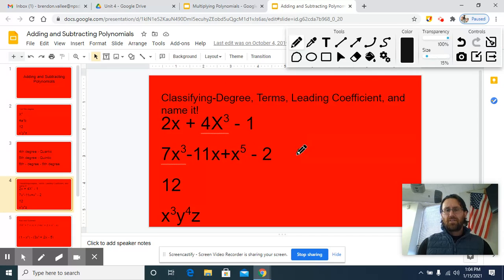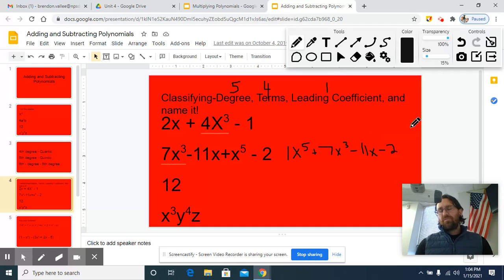This one right here, again, you got to put it in order from greatest to least. x to the fifth plus 7x to the third minus 11x minus 2. Degree is 5 because that's the biggest. I got 5, 3, 1, 0, so degree 5. How many terms are there? 1, 2, 3, 4. What's the leading coefficient? If there's no number there, it's 1. And if I'm going to name it, it's a quintic.